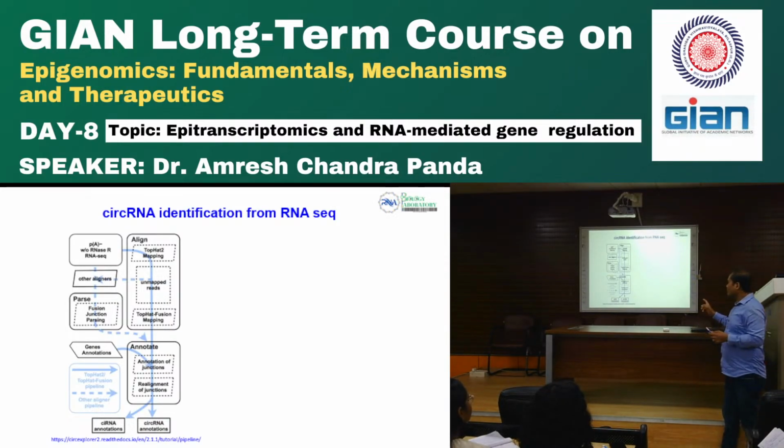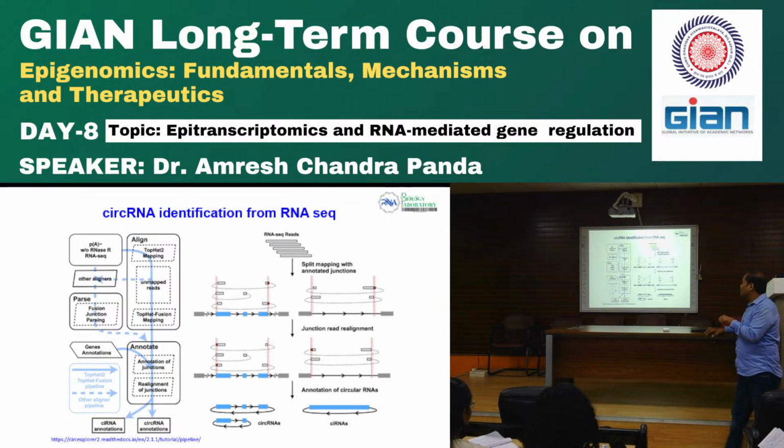And in case of circular RNA, what you see is the first half of the read. Here you see the RNA-seq read. This is the first half. First half of the read matching with the downstream sequence, and the last half of the read matching with the upstream sequence. So it's a head to tail joining.